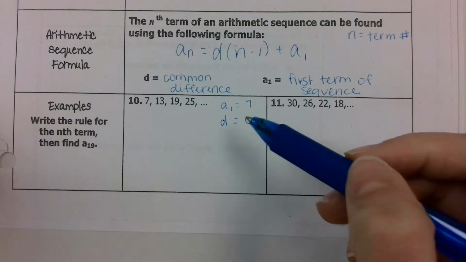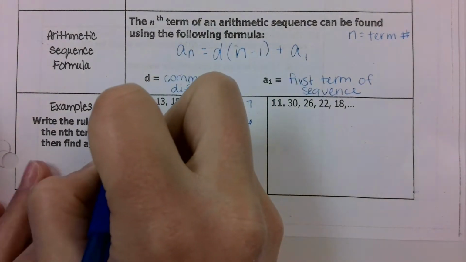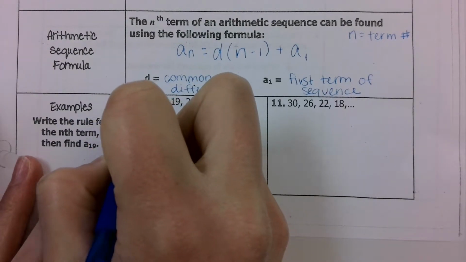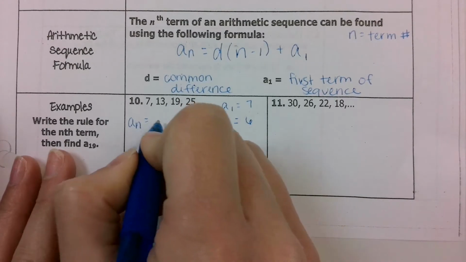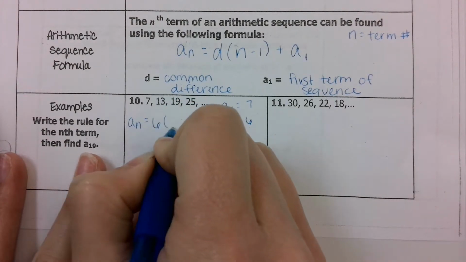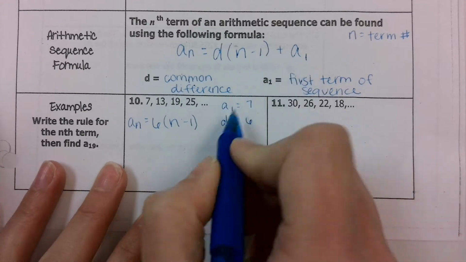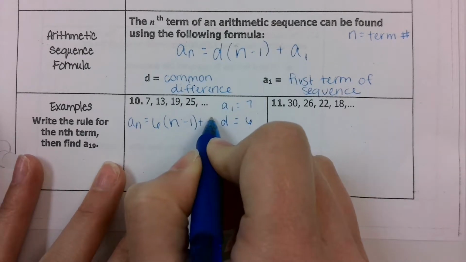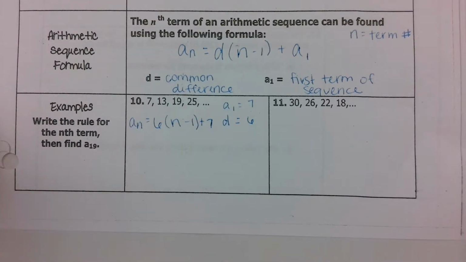So we're going to take those two things and plug into this formula up here. So we're going to say A sub n equals D, but in place of D, what are we putting? 6. We'll leave the n minus 1 in there. And then plus our first term, so plus 7. Is that okay?